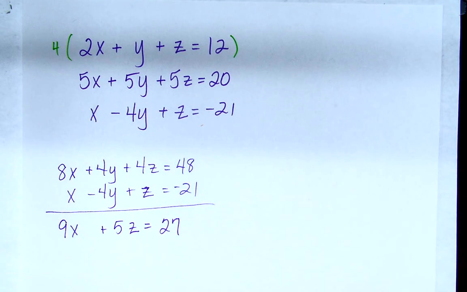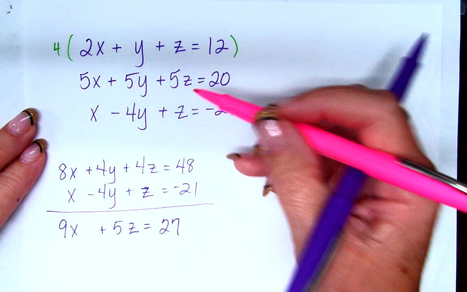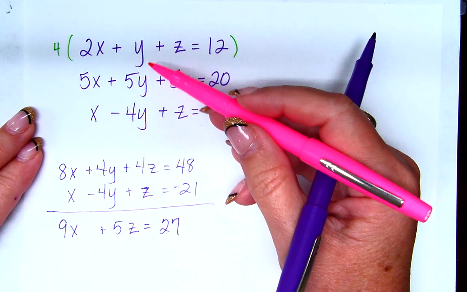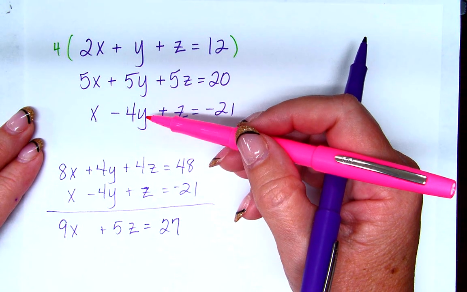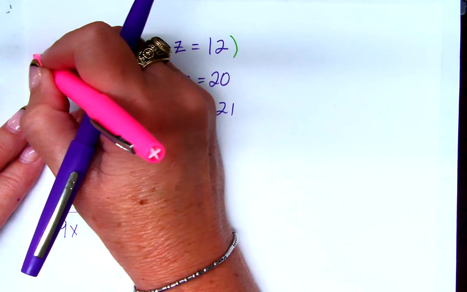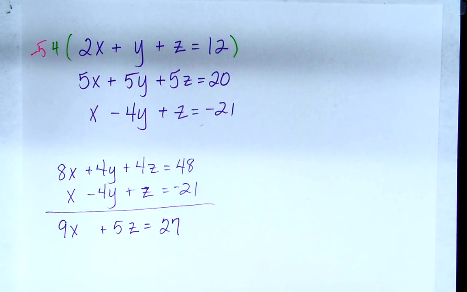Now what? Now we have to eliminate the y again, right? So what are we multiplying this time? The middle and bottom? We're eliminating the y's. It'd be easiest to multiply the top by negative 5 and then keep the middle one, right?